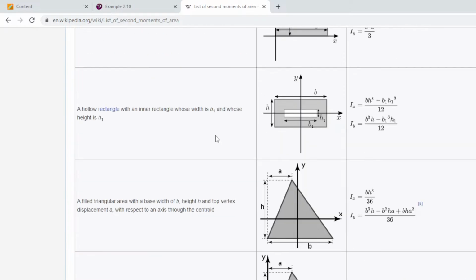Here's your triangle. Now, here's your problem with this particular triangle, and that is he has put the coordinate system right here. Here he put the coordinate system right here. This one is with respect to an axis through the centroid. So b h to the third over 36.